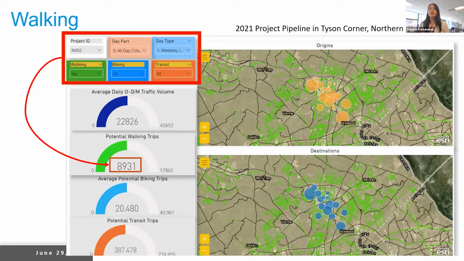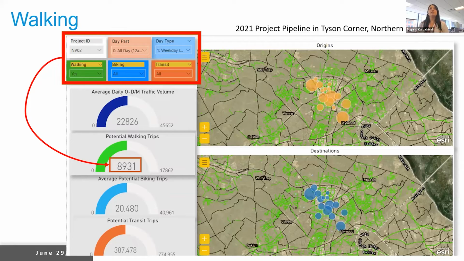Obviously, you can zoom in and examine it when you're in Power BI. This is just a snapshot of what we have in the dashboard. The dashboard can accommodate as many projects as you want. You can give every project an ID, and then you can look at different attributes per time of the day and day of the week. And then you can look at all the estimated modes individually.